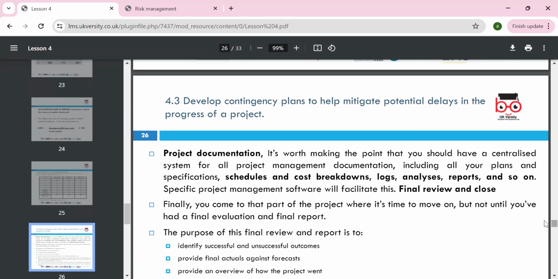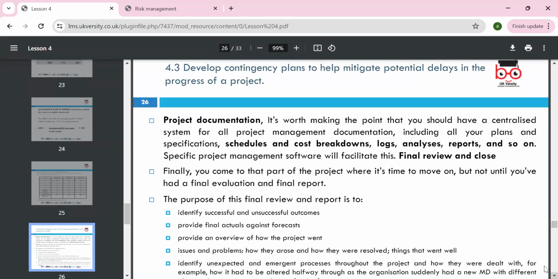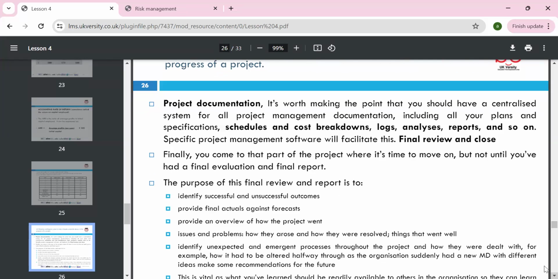So we can look at point 4, developing the contingency plan. Contingency means a second plan. For project documentation, you have a centralized system of all the project management documentation, including all the project plans, specifications, schedules and the cost breakdown, so that we can look around the financial review. That's quite crucial.